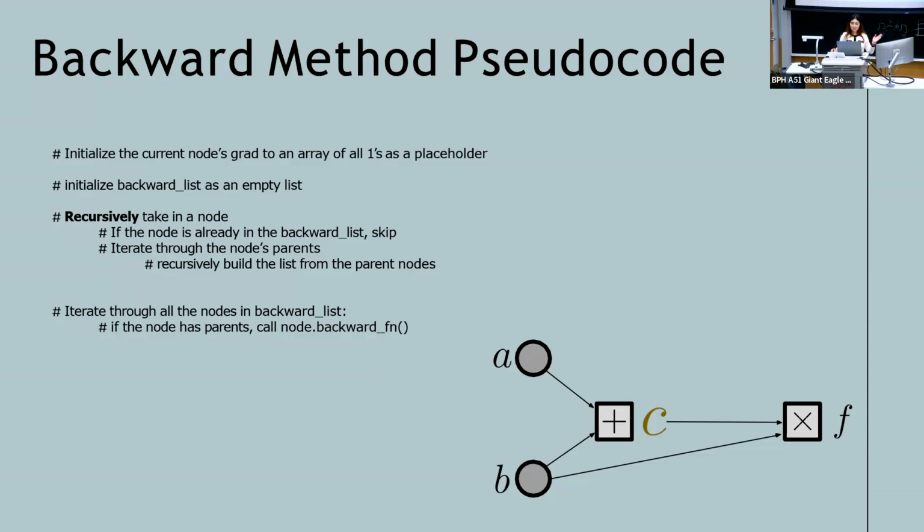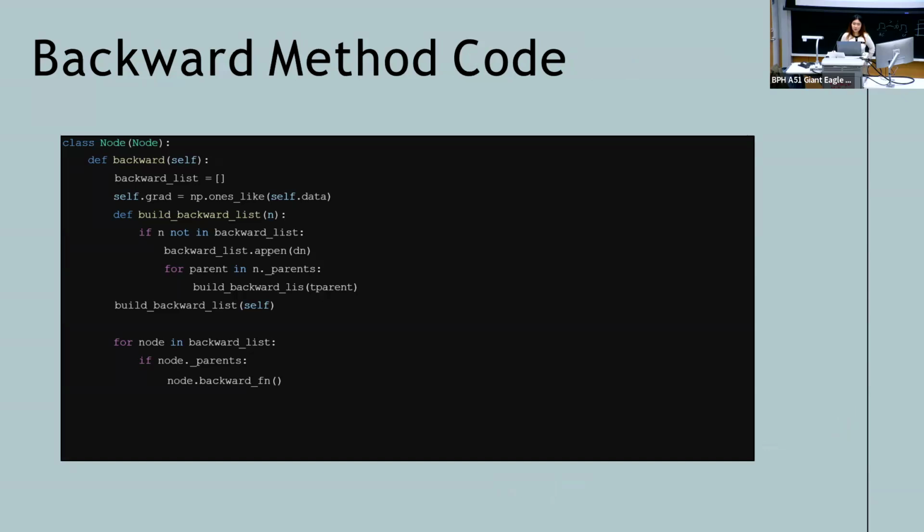And then just as I mentioned before in the example, we'll recursively take nodes in the topological order. And first we need to check if the node is already in the backward list. If it is, then we don't want to duplicate the computation, so we will just skip. And then we will iterate through the node's parents and recursively build this backward list until the recursion stops. And finally, after we get this whole backward list, we'll iterate through all the nodes in the list. And if the node has parents, we will call the node.backward function to automatically calculate all the gradients. So this is just the code implementation for the backward function.